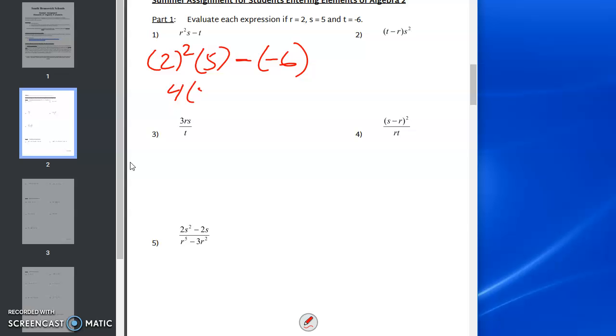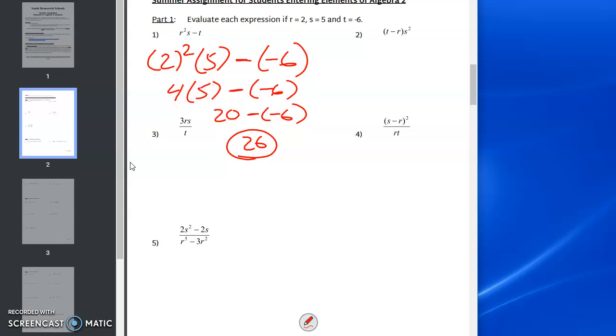2 squared is 4 times 5 minus a negative 6. The double negative, 4 times 5 is 20 minus a negative 6. And then 20 minus a negative 6 is 26.